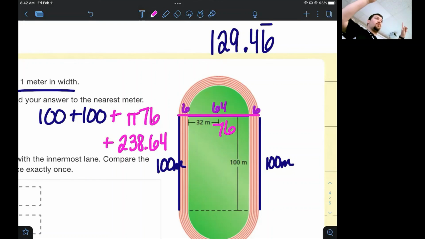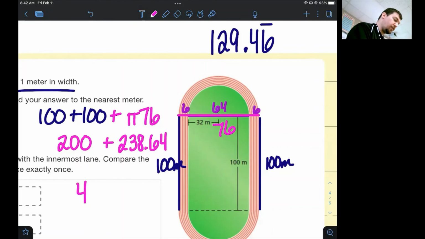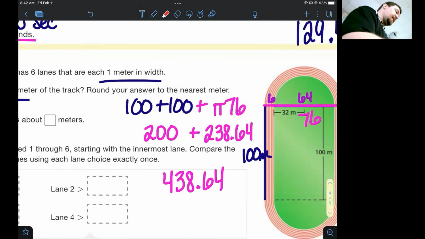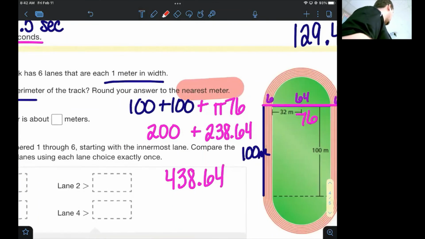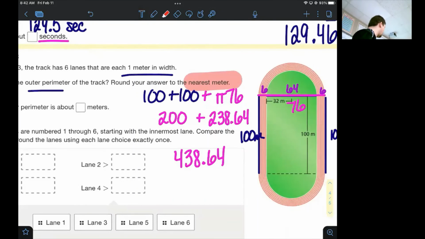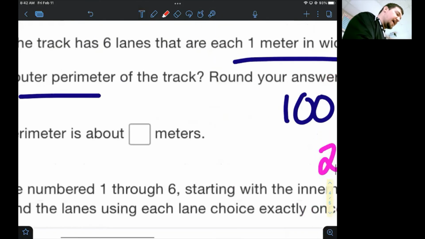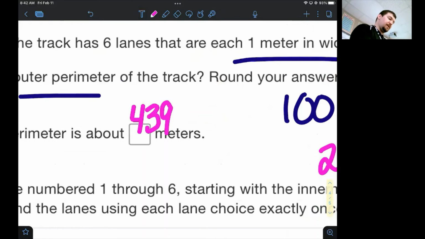Add that on to those 2 straightaway sides. What's 100 plus 100? 200, for a total outer perimeter of 438.64. Now it says to round our answer to the nearest meter. So would you say, Michael, that's closer to 438 meters or 439 meters? It's 0.6. Yep. Was it 5 and more? Raise the score, right? So 439 meters is what we're going to type here because it wants us to round to the nearest meter.